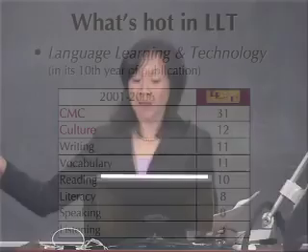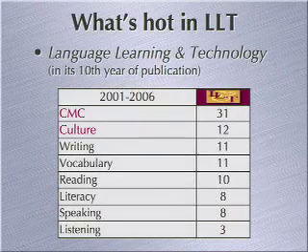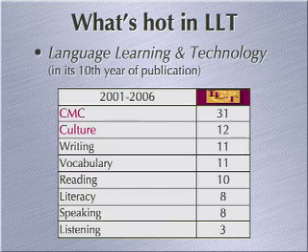I'm sorry, but I need to move quickly, so I'm not going to read everything on the slide. What I do want to tell you is that, you know, language learning and technology is now in its 10th year of publication. And in the last 5 years, these are the topics that have been the most popular ones in terms of number of articles that are submitted as well as those that end up actually being published. So CMC is by far at the top of the list. Culture is a distant second, but yet it's the second most popular topic.